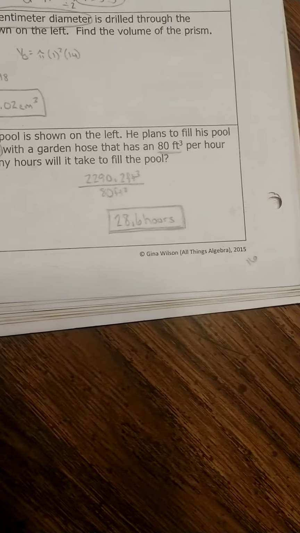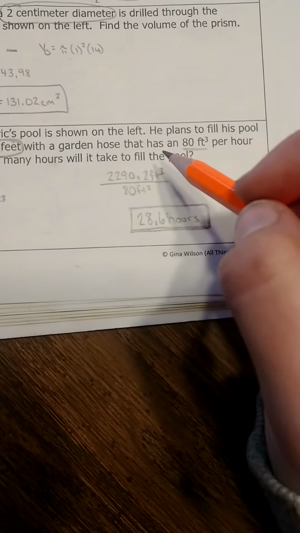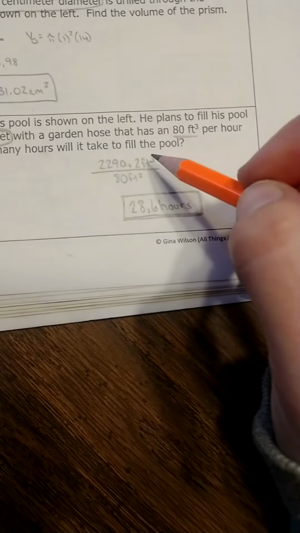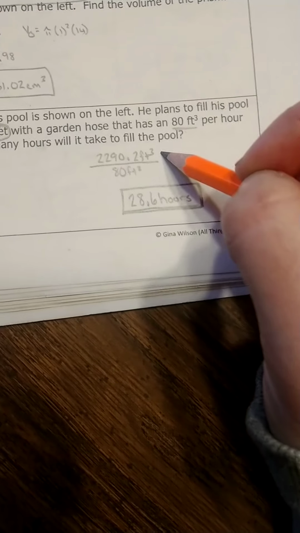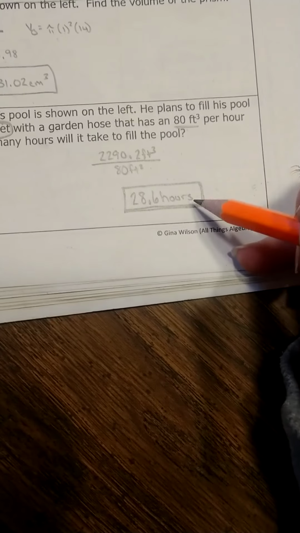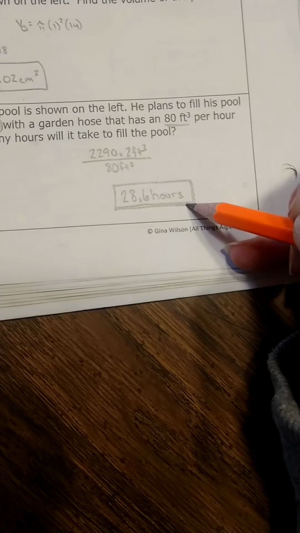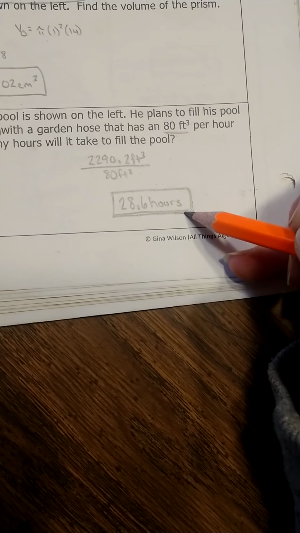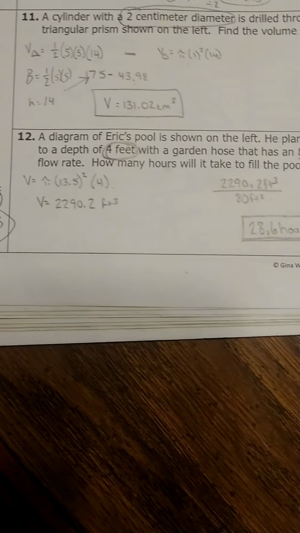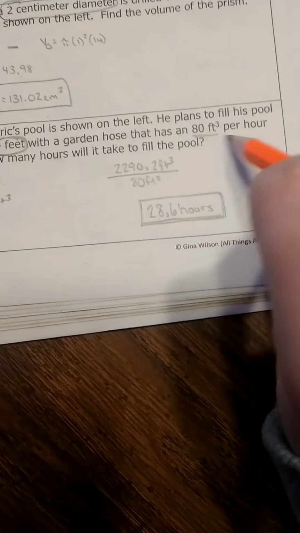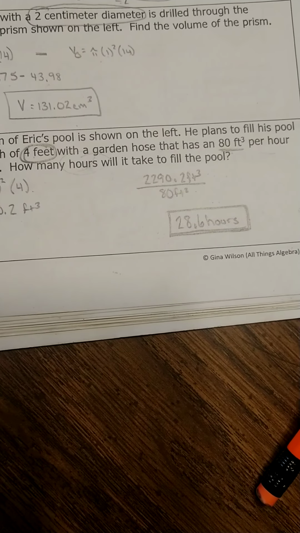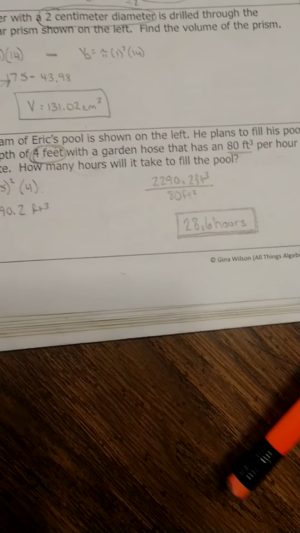Now, what you've got to do is factor in that the garden hose fills it at 80 cubic feet per hour. So you divide the volume by how much per hour, and that gives you how many hours it's going to take. So it gives you 28.6 hours. So just kind of pay attention to what it's giving you versus what you want. It gives you per hour. You're looking for hours. Really, it's just a paying attention kind of problem.